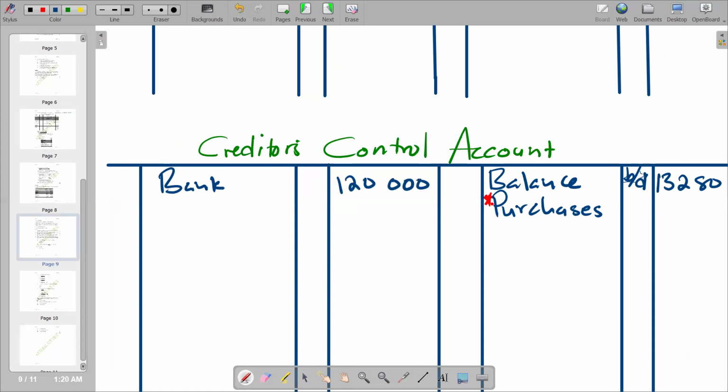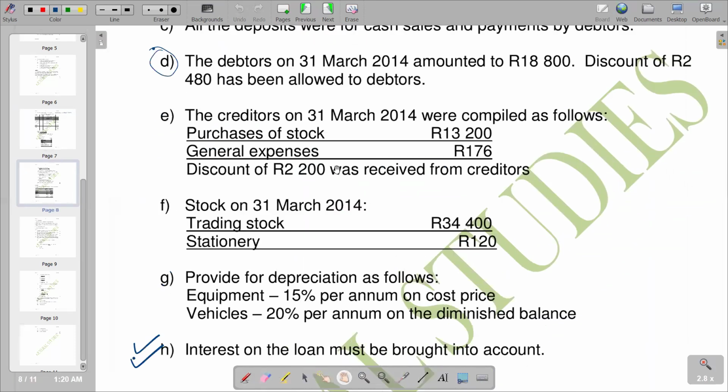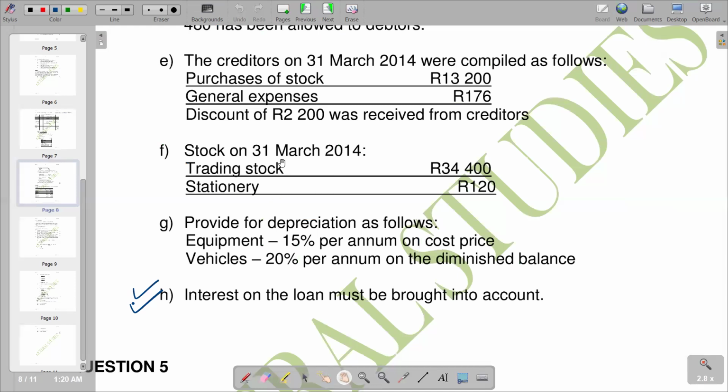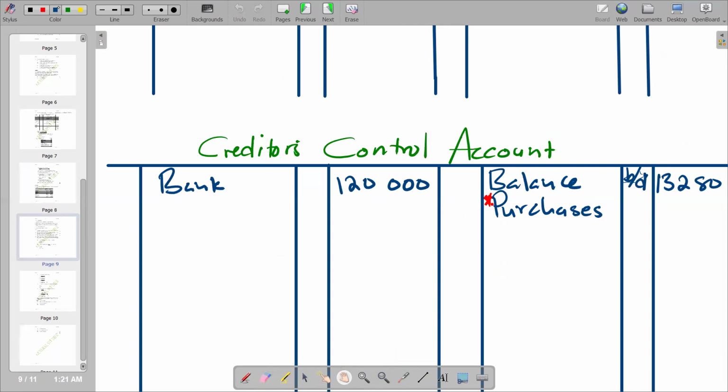So with that, I'll also check for discount received. Discount received also comes on the debit side. So check in the question if you've got discount received. Right, if you go to information E, it reads a discount of 2,200 Rand was received from creditors. So we have got 2,200 as our discount received. So basically, this is what we have.